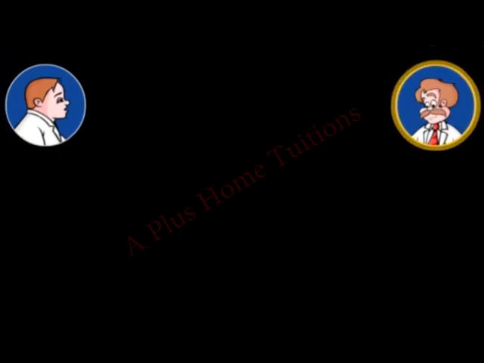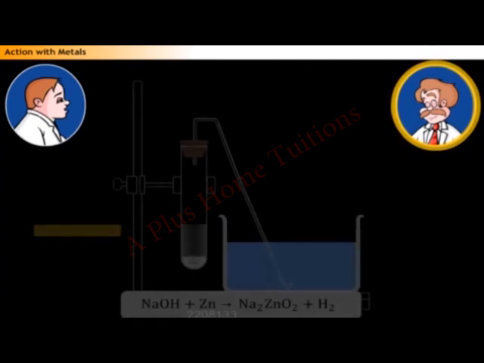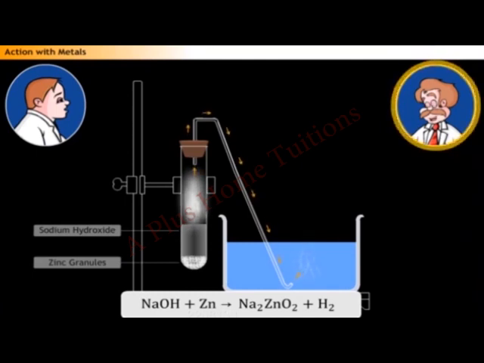Let's observe the chemical behavior of these bases. Chemical behavior? Bases react with some metals, like zinc, and liberate hydrogen. For example, when sodium hydroxide reacts with a metal like zinc, it liberates hydrogen gas along with the formation of sodium zincate.